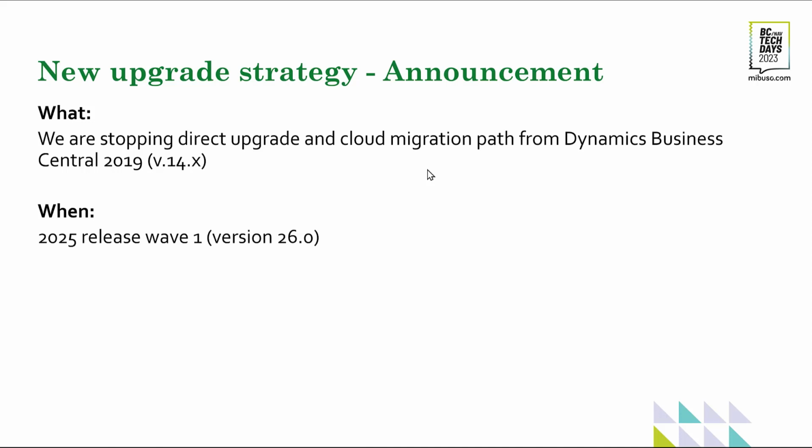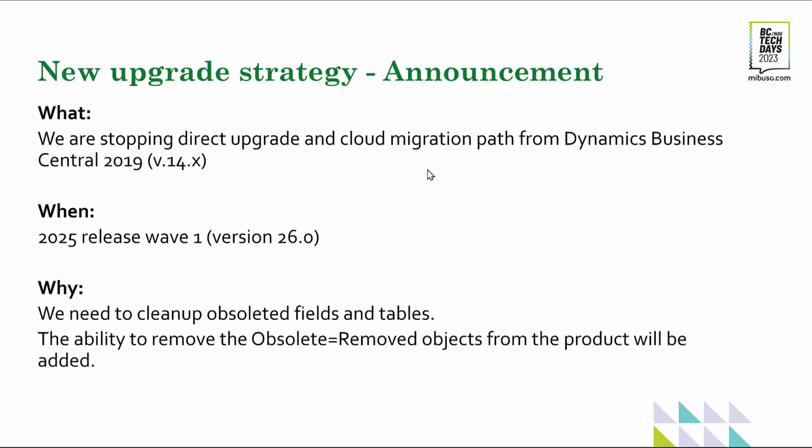In short, the change is that we are stopping the direct upgrade and cloud migration path from version 14. We currently support the upgrade path from 14 straight into the latest version on-prem, and you can also connect the 14 database and directly cloud migrate it into SaaS. With version 26, unfortunately, we will need to stop this upgrade path. This is in approximately 2 years, so we are giving you an early heads up because we believe that to some of you, this ability is rather important.